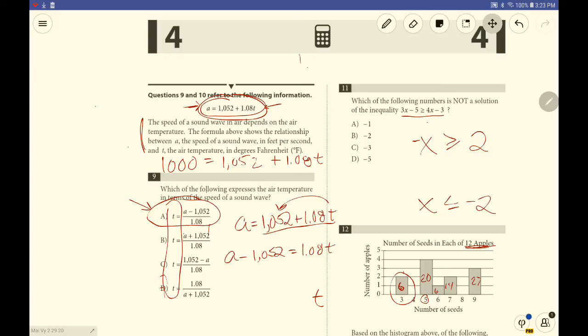Number 11 is solving that inequality to get that x is less than or equal to -2. And all of those fit that except for one choice, A, -1, doesn't fit that.